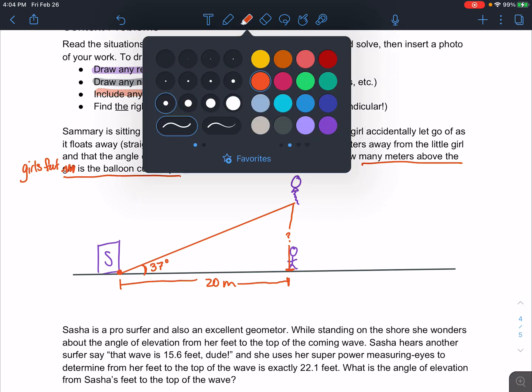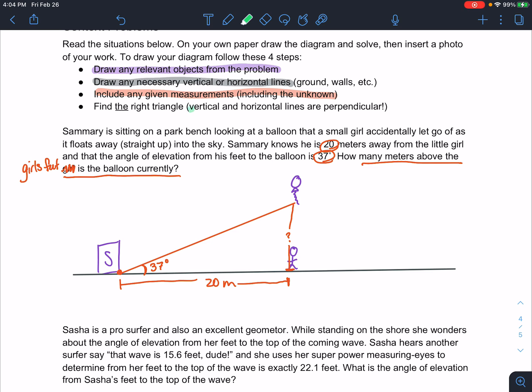And the last thing that I want to do is I want to find the right triangle. I know for a fact vertical and horizontal lines are perpendicular. So let's go find any vertical and horizontal lines and make them perpendicular. I have a horizontal line for the ground right here. I've got a vertical line to measure the distance or the height of that balloon above the ground. So I've got a right angle right here, which tells me that the right triangle that I'm trying to find in this case is, well, that one right there.